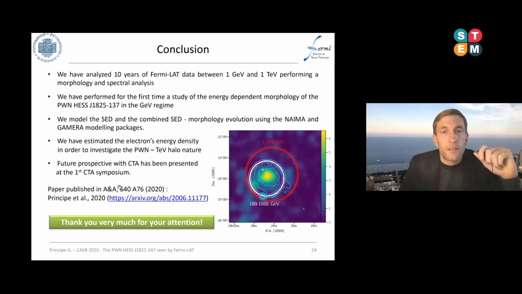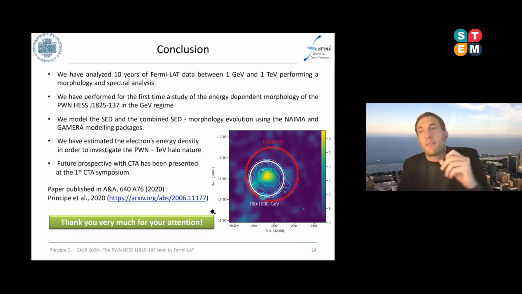So concluding, these results, which have also recently been published in a paper in A&A, here you can find the coordinates, present the first energy-dependent morphology study done in the GeV domain. In particular, we characterize this source and investigate the pulsar nebula TeV halo nature. We also study some future perspectives for CTA. And I would like to thank you for your attention. Here for questions.